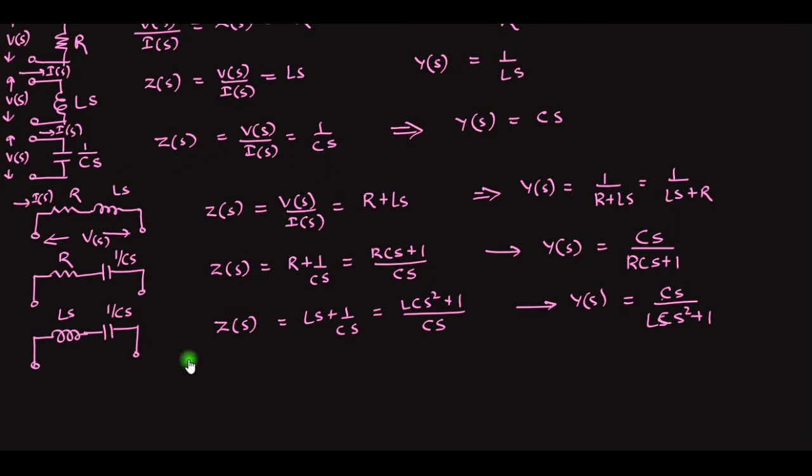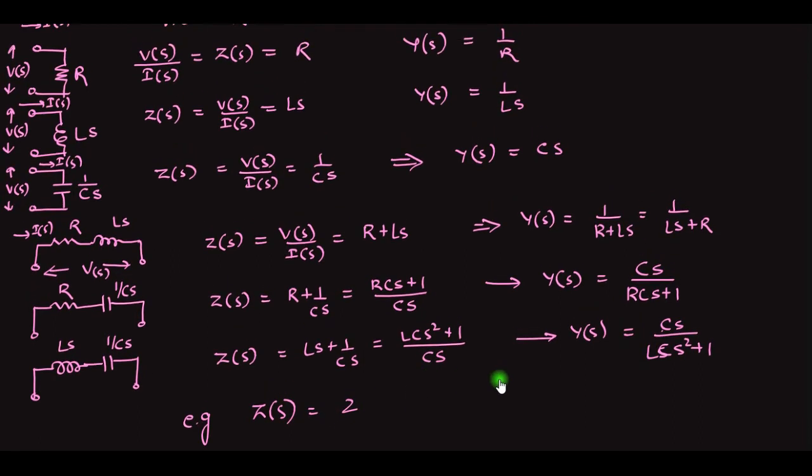Let us take an example. Say we have Zs which is equal to 2. We are given Zs to be equal to 2 only. Now from this discussion, after comparing this Zs with all the given Zs, we come to know that Zs without any term of S is possible only for a single resistance. That is, by seeing this, we can say that it can be realized with a resistance only, having the value of 2 ohm.